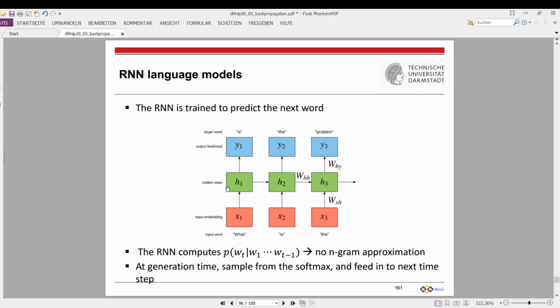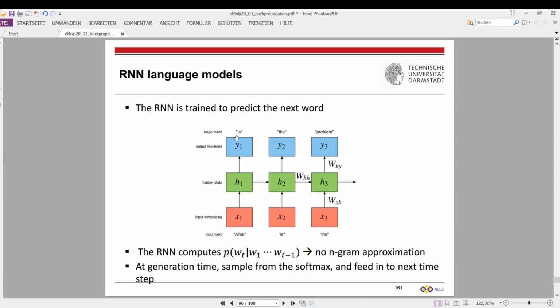So in practice, such an RNN would be, at train time, forced to predict the next word. If that is the input, then at each time step it would be forced to predict the next word. And in this case, at each point in time, as I said, here would be a softmax.